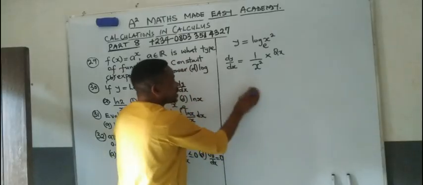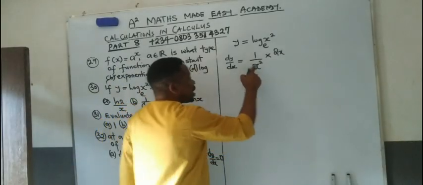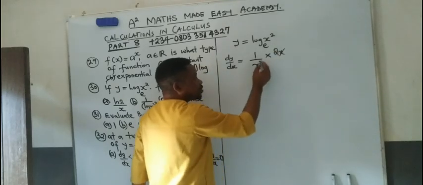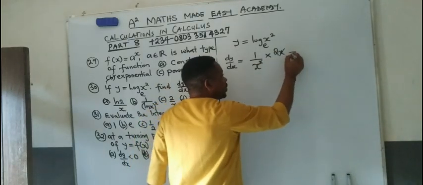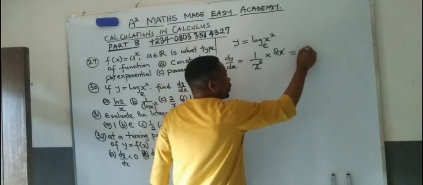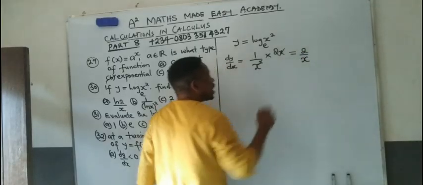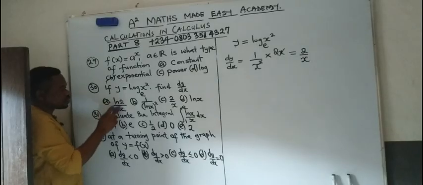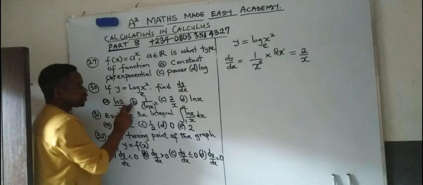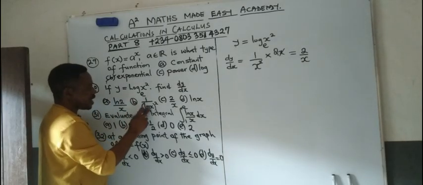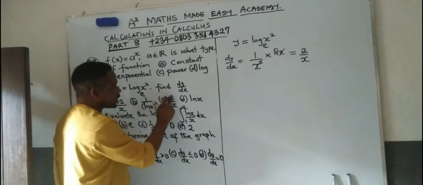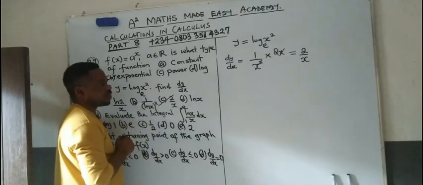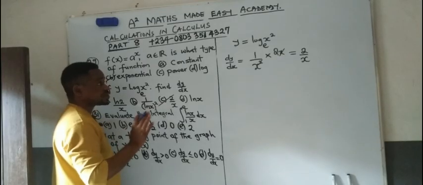Now if that is the case, can you see that we have seen the answer already? How many x down? 2. How many x up? 1. So one of these x will cancel one of that x. So it will now remain 1 times 2 will give us 2 all over x. And that is the answer. Do you have that in the options? Option A says ln 2 over x. No. Option B says 1 over ln x all squared. No. Option C says 2 over x. Wow. The correct answer there is option C. Do you understand? Now that is all.